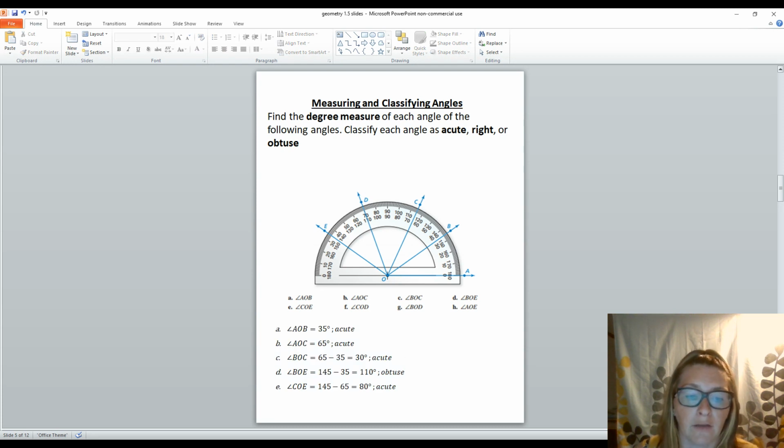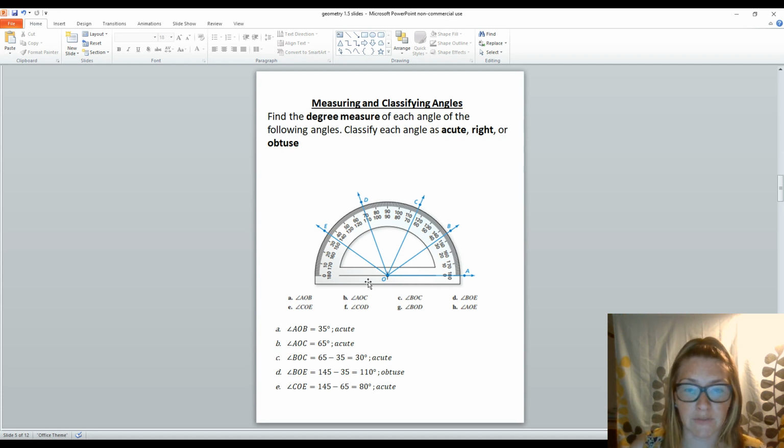All right, so for angle AOB, you should have 35 degrees. You can see AOB is right here on my right side, and I travel from 0 to 35. And it's also an acute angle. AOC, still on that right side, still using the inside numbers from 0 all the way to 65, making the angle 65 degrees, which is acute.